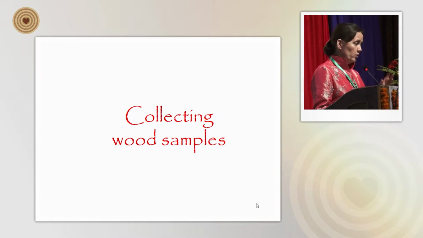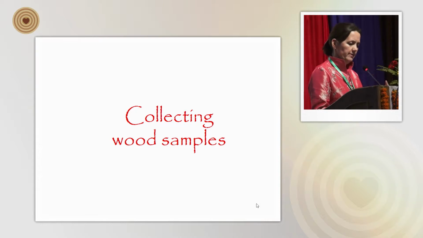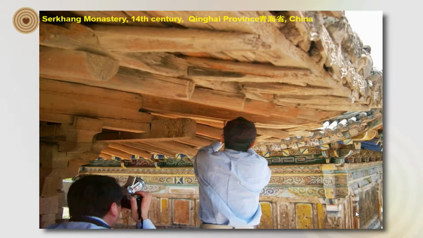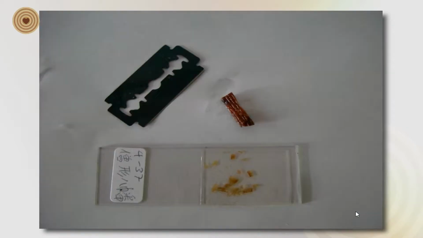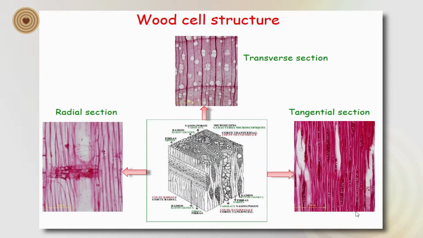And then to do these investigations, we needed to collect wood samples from the temples, like here, getting a small wood sample from the temple. And this sample will then be cut into small slices to prepare it for the microscope. And from there we do the wood identification.